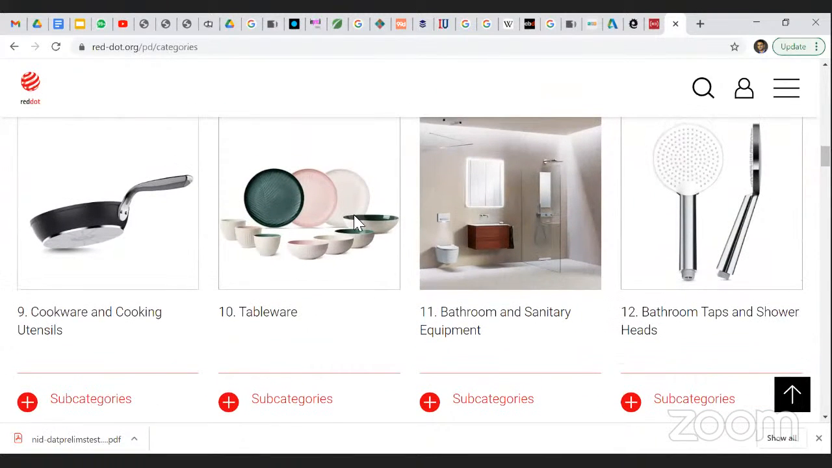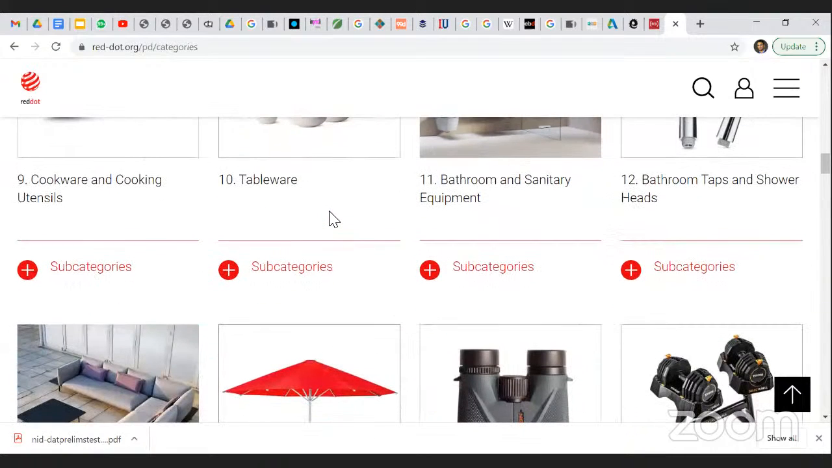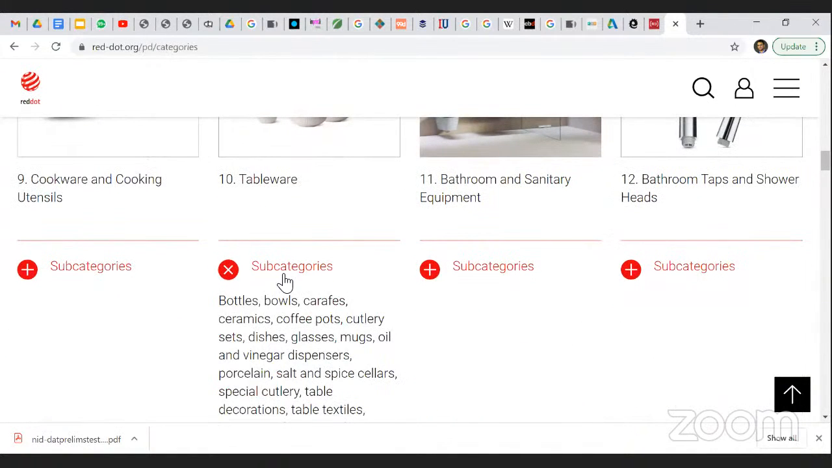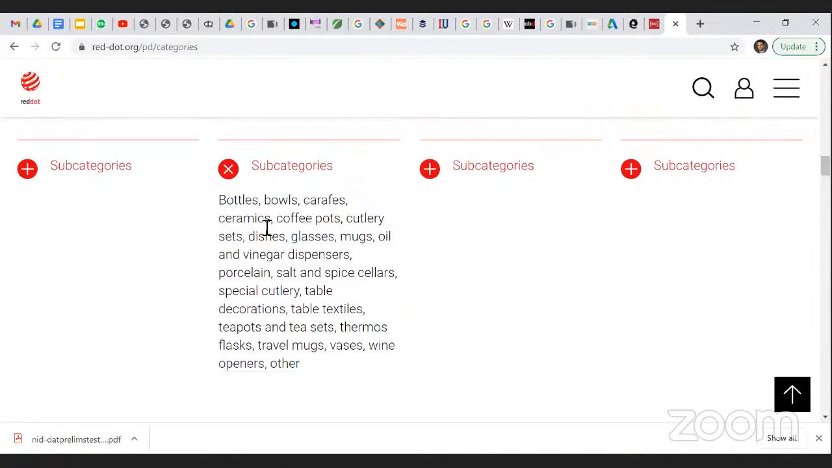Okay, so in fact, tableware, like ceramic design. Somebody who is going for glass and ceramic design, they also get a lot of information from here. Like for example, ceramics, coffee pots, cutlery, bottles, bowls, sets, dishes, glasses, special cutlery, table, teapots, openers, vases, etc., etc., etc. Right?